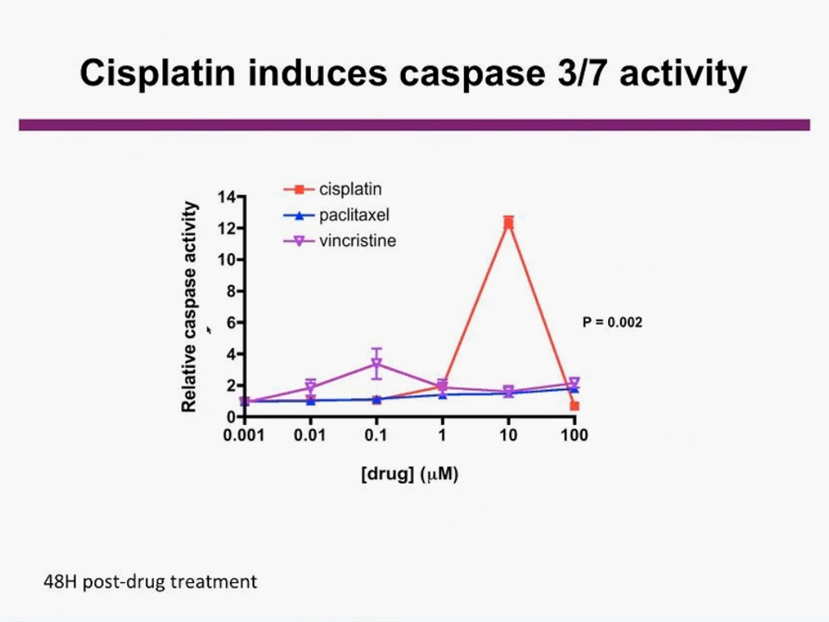And so what you can see here is there is a huge increase, a 12-fold increase in relative caspase 3-7 activation following treatment with cisplatin at 10 micromolar, and then it goes down, and I think this is because all the cells are now dead. And then at 0.1 micromolar of drug, you see some caspase 3-7 activation for vincristine.